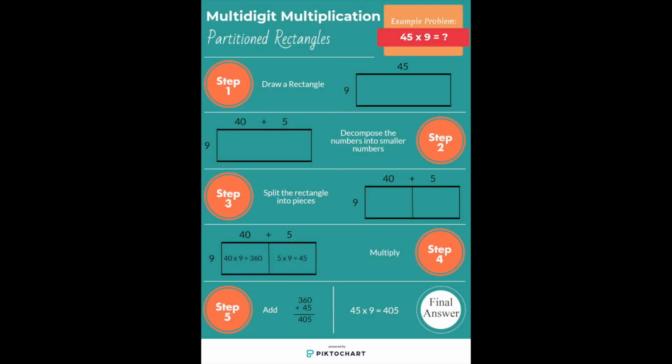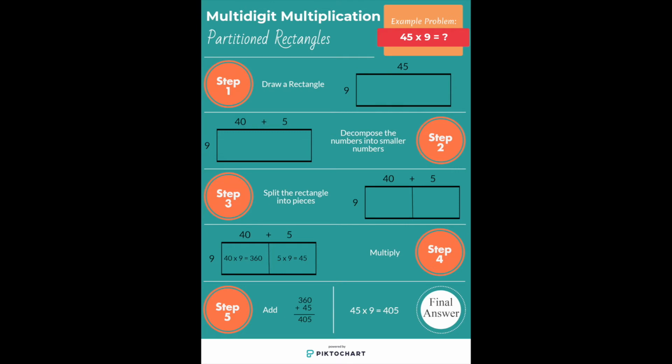For this multiplication strategy, we decompose the numbers we are multiplying into smaller parts to make it easier to multiply. First, you should draw a rectangle. Then, you decompose the numbers you are multiplying into smaller numbers. For example, for the multiplication problem 45 times 9, you can decompose 45 into 40 and 5. You then write 40 plus 5 at the top of the rectangle and write the 9 on the side.